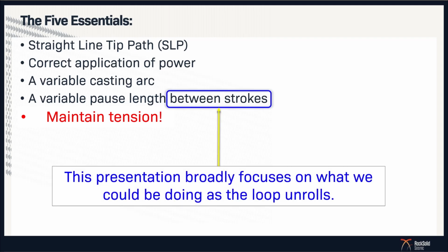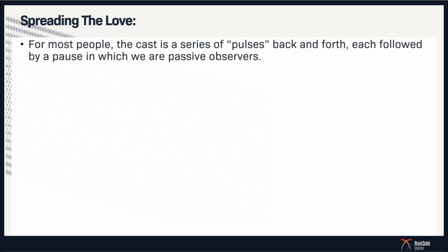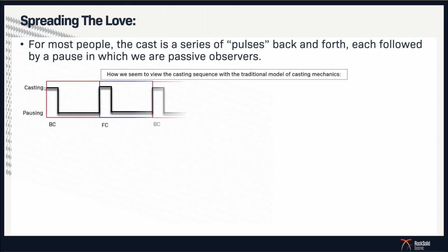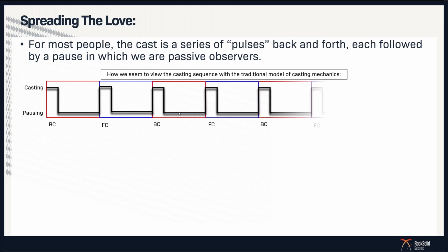This presentation broadly focuses on what we could be doing as the loop unrolls during what we call the pause, so between the strokes. For most people, the cast is a series of pulses back and forth, each followed by a pulse in which we are passive observers. We tend to think of casting as a series of pulses where we're doing something and then we're pausing, and then we're doing something and then we're pausing. So during the casting stroke, we're casting with the rod, and then we're simply waiting for that to unroll before we do something else again.